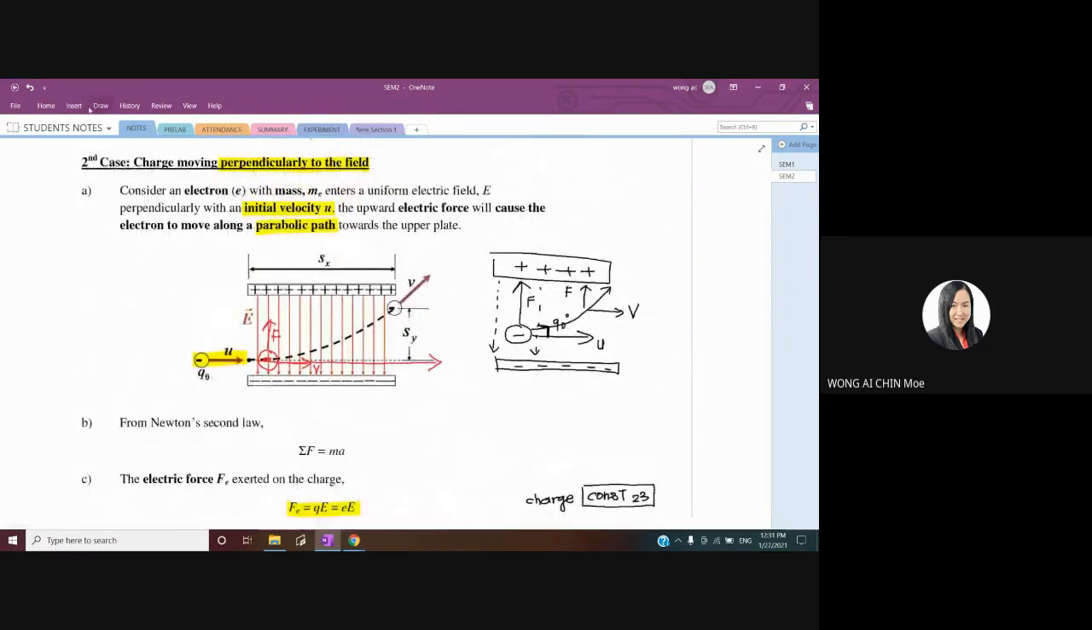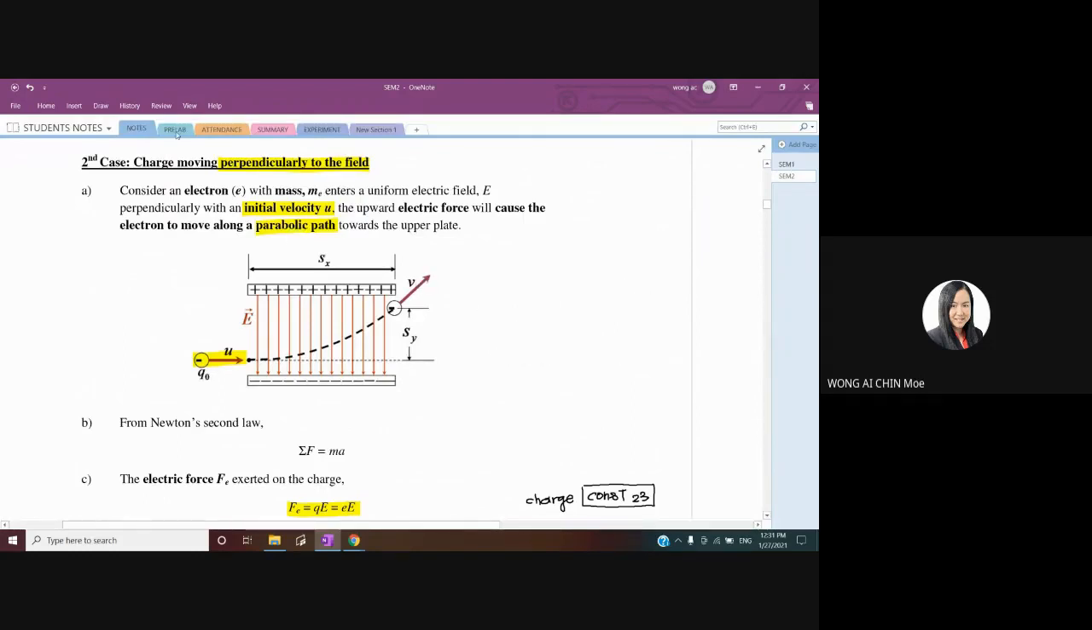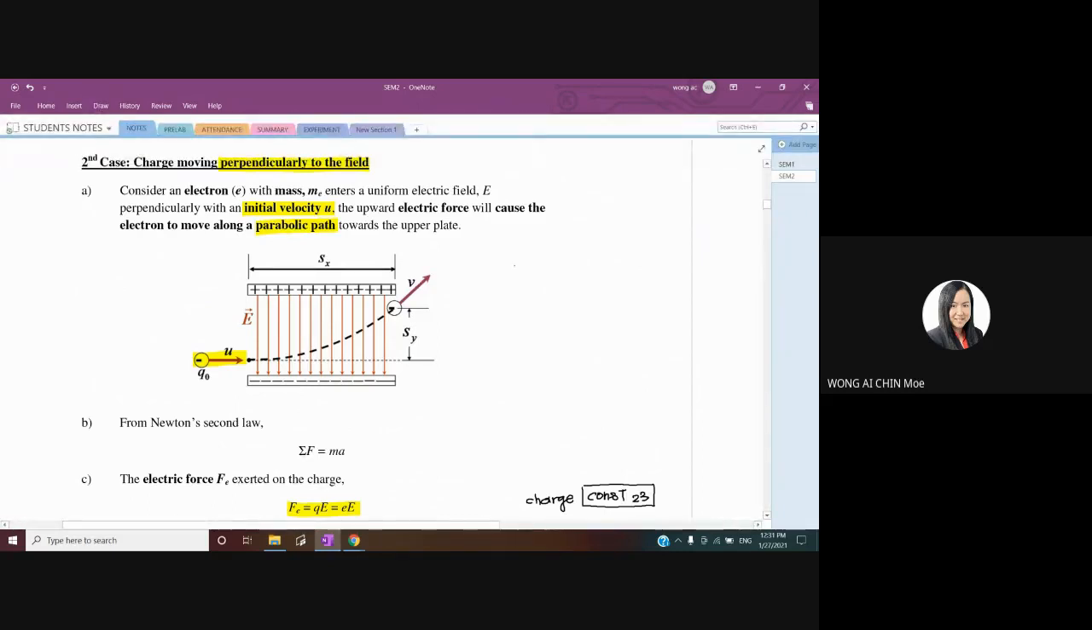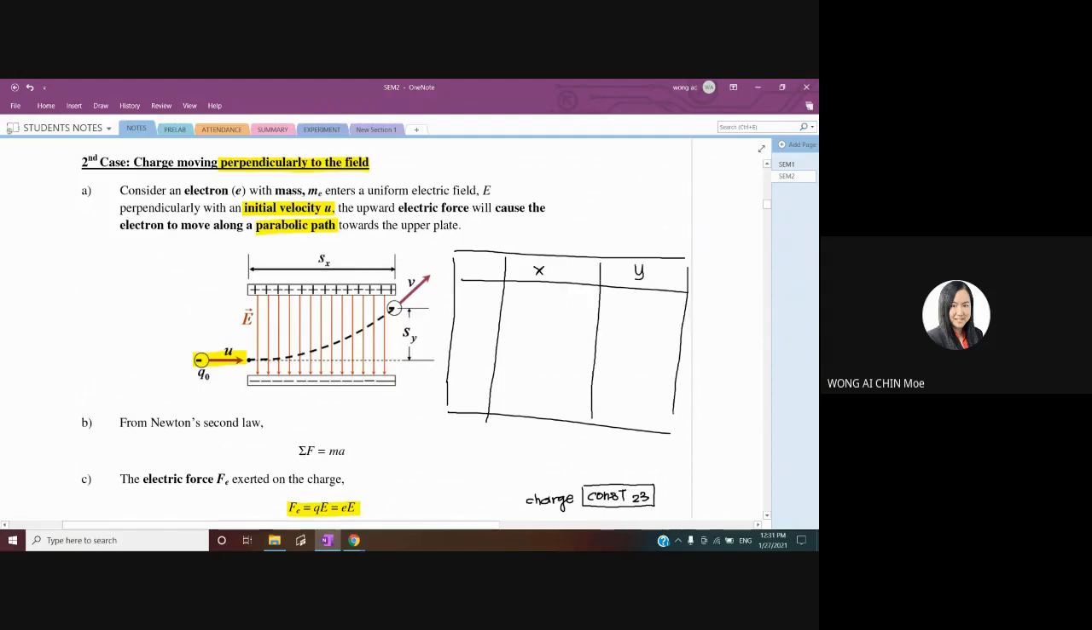So if you refer to this diagram, we refer back and draw a table. You can refer to my summary. Meaning that this involves two dimensions, where it involves an x component and also a y component. So the first one, initial velocity, we refer to this one.